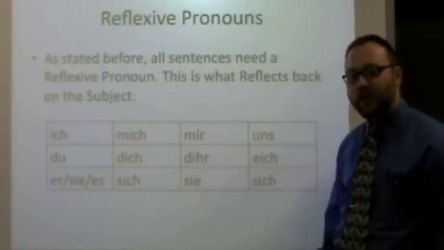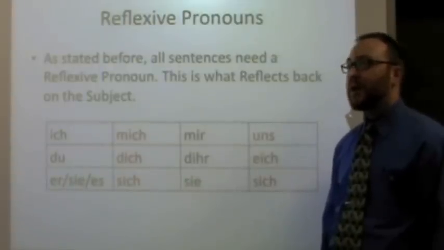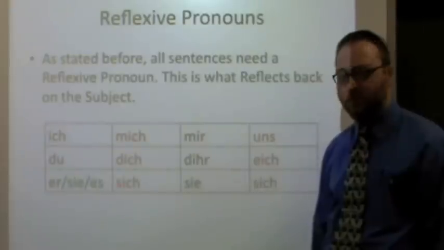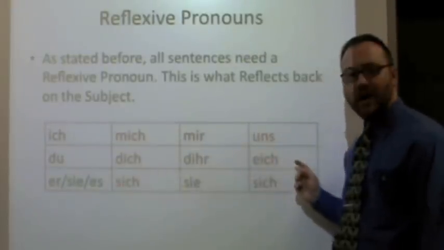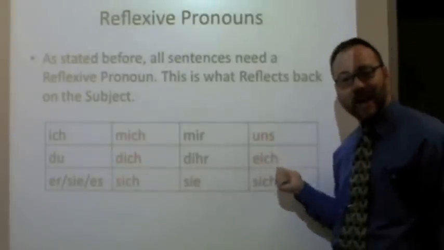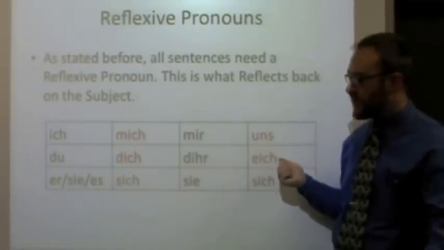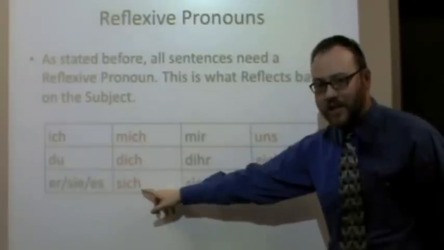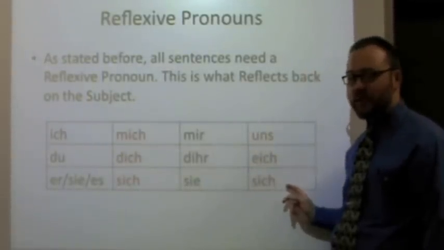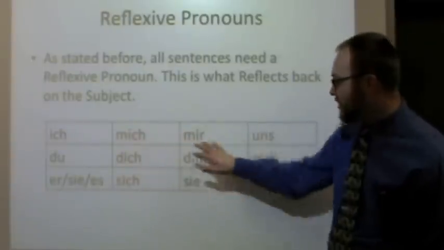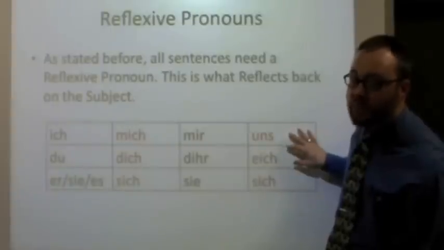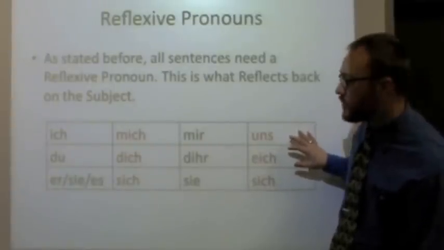If you remember when we learned the accusative case video, we talked about the accusative pronouns, personal pronouns, mich, dich, uns, and eich. We learned those before. We quickly see, oh, they get used again with reflexive pronouns. But where the difference lies is within the er, sie, es goes to sich, and the sie goes to sich. So those are a little different from the accusative personal pronouns, but these four are exactly the same. So you have most of these already memorized. That's good. That helps. Okay?